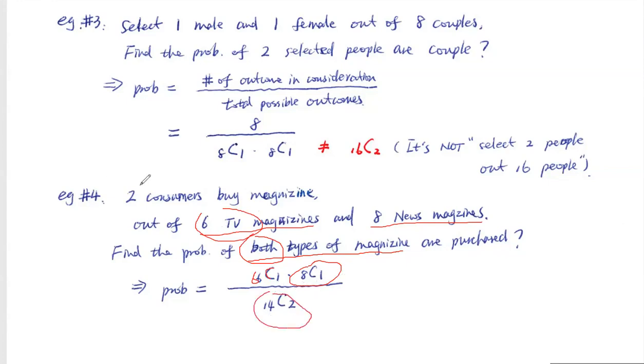The tricky part is the denominator, everybody. For the denominator, we consider 2 consumers, right? So essentially, we want to select out of those 6 plus 8 magazines, which is 14 magazines, we are trying to select 2 of them. How many choices do we have? We want to select 2 out of 14. That's the total possible choices we have, right? In the numerator, we are asking for the probability that each of them got purchased. Then you have this select 1 out of 6 and 1 out of 8.